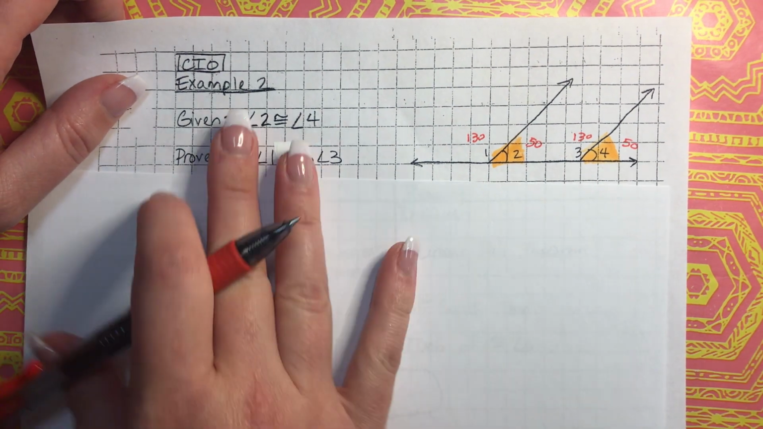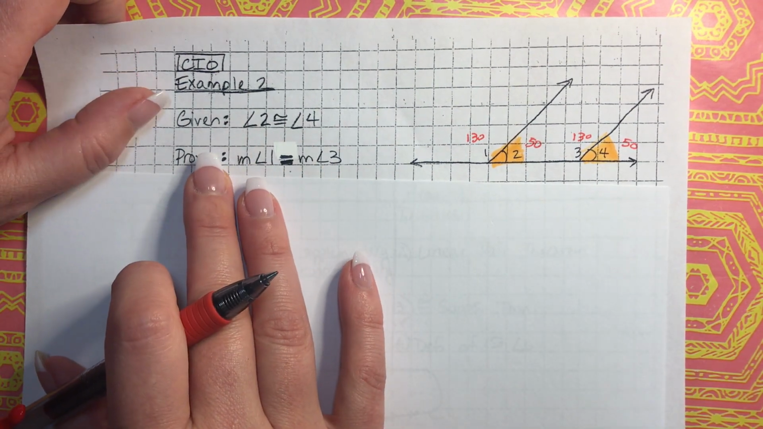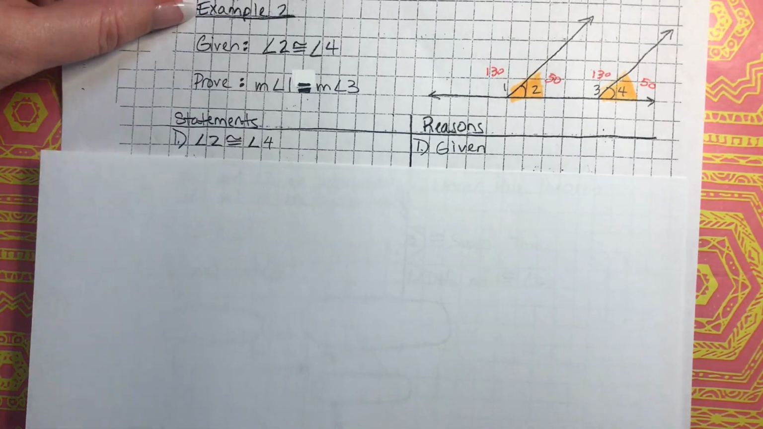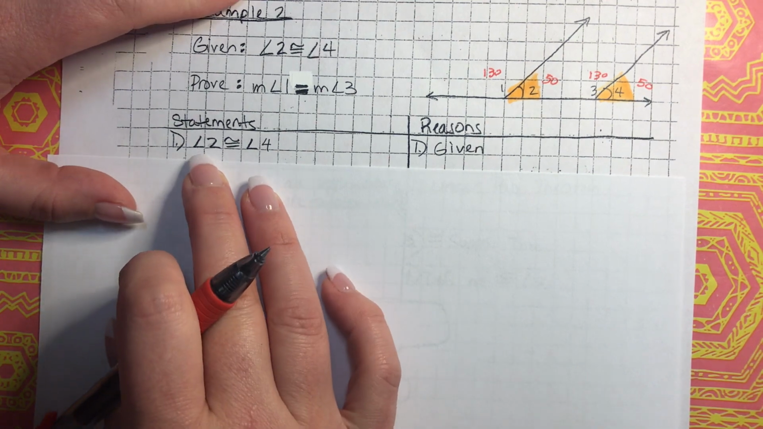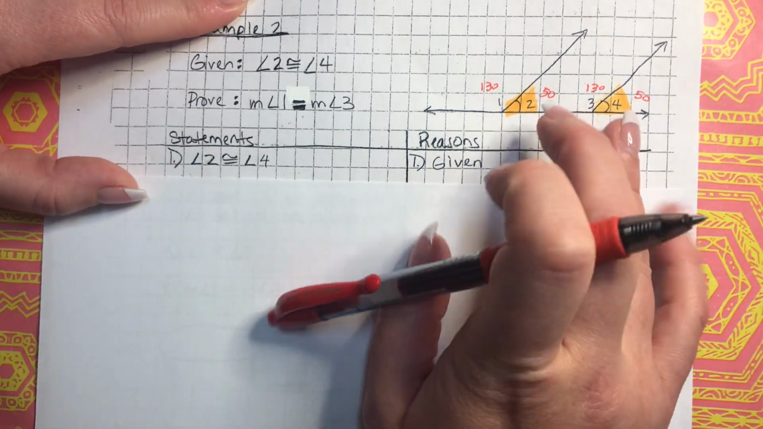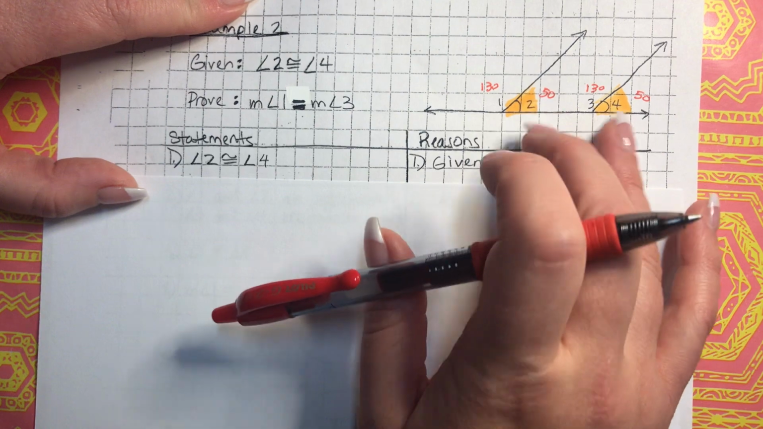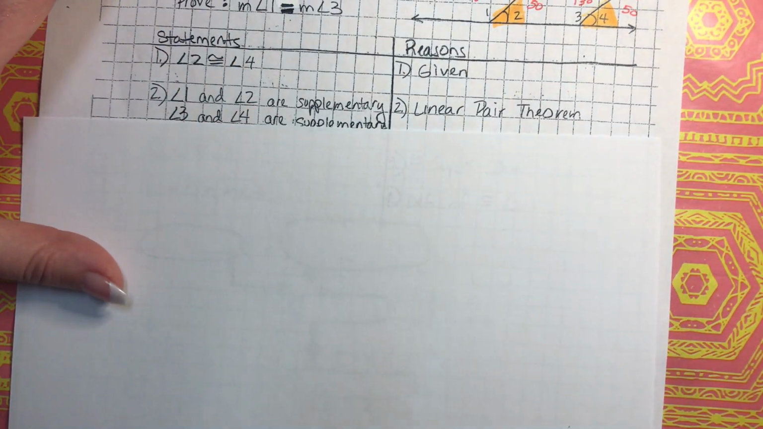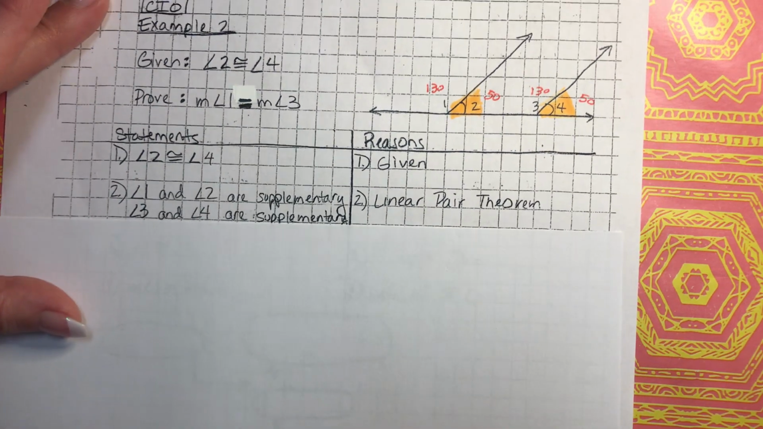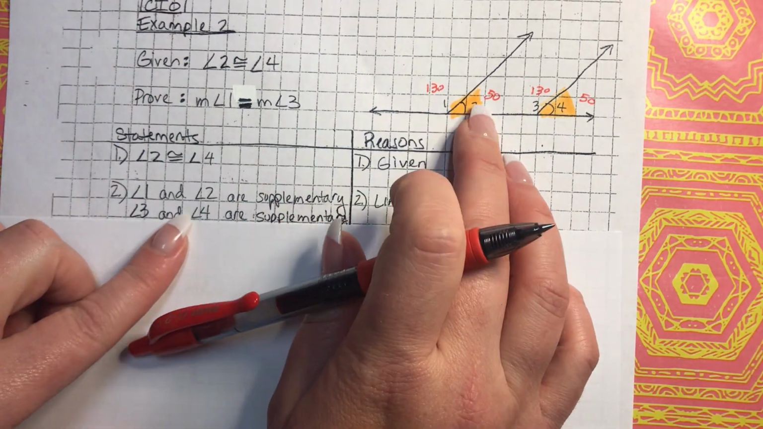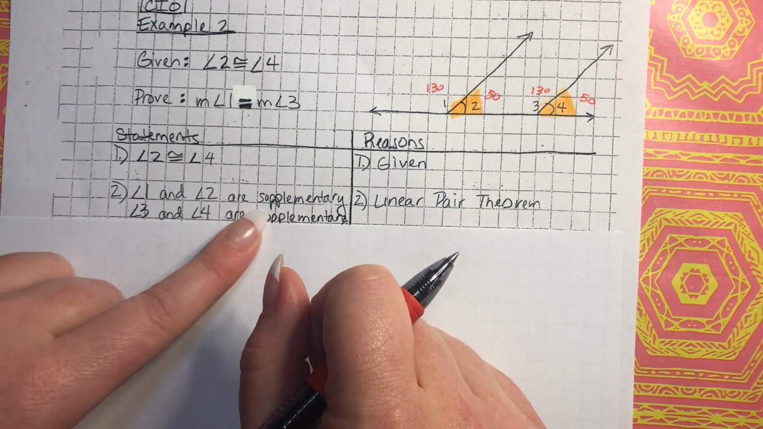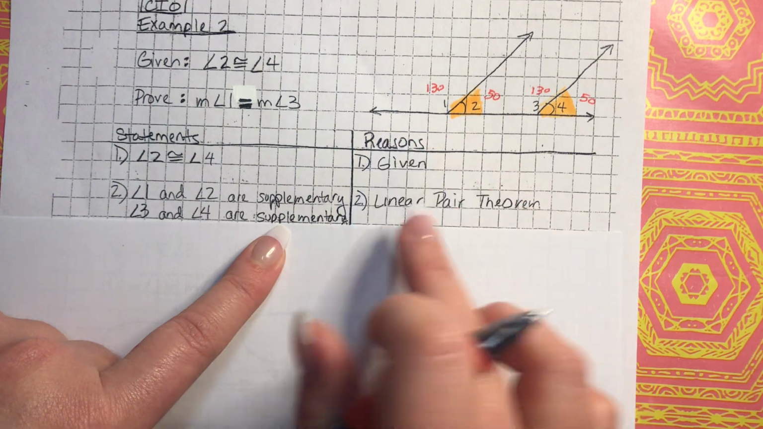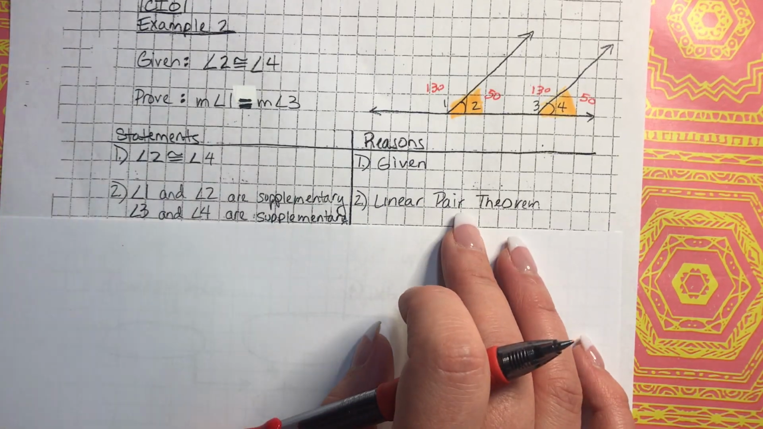Okay, so let's go ahead and see what's going on. Let's look at the first part. Angle 2 and angle 4, that's given. We know that those are the same. And then in the proof, they state that angle 1 and angle 2 are supplementary, and angle 3 and angle 4 are also supplementary because of the linear pair theorem.